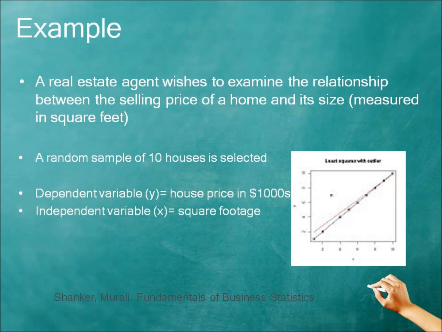An example of a line of regression would be a real estate agent who wishes to examine the relationship between the selling price of a home and its size. He selects a random sample of 10 houses. Y is the dependent variable, which represents the house price in the $1,000. The independent variable, or X, represents the square footage of the home. Based on the 10 points on the graph and the line of regression, we see a positive relationship between the cost of the house and its square footage. While there are other variables, these are the only two considered for this analysis.